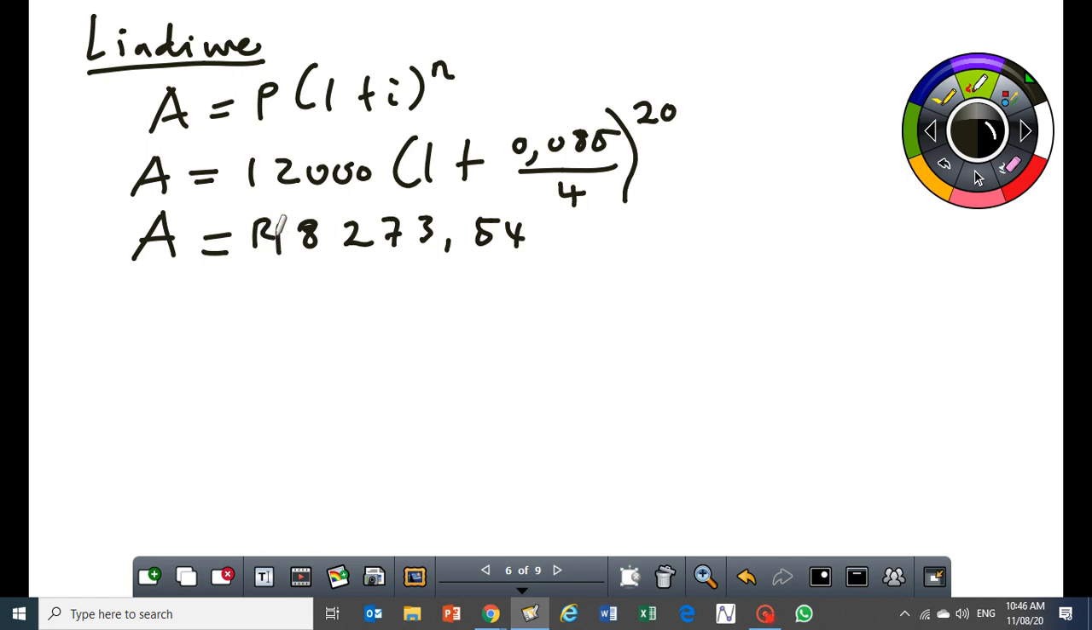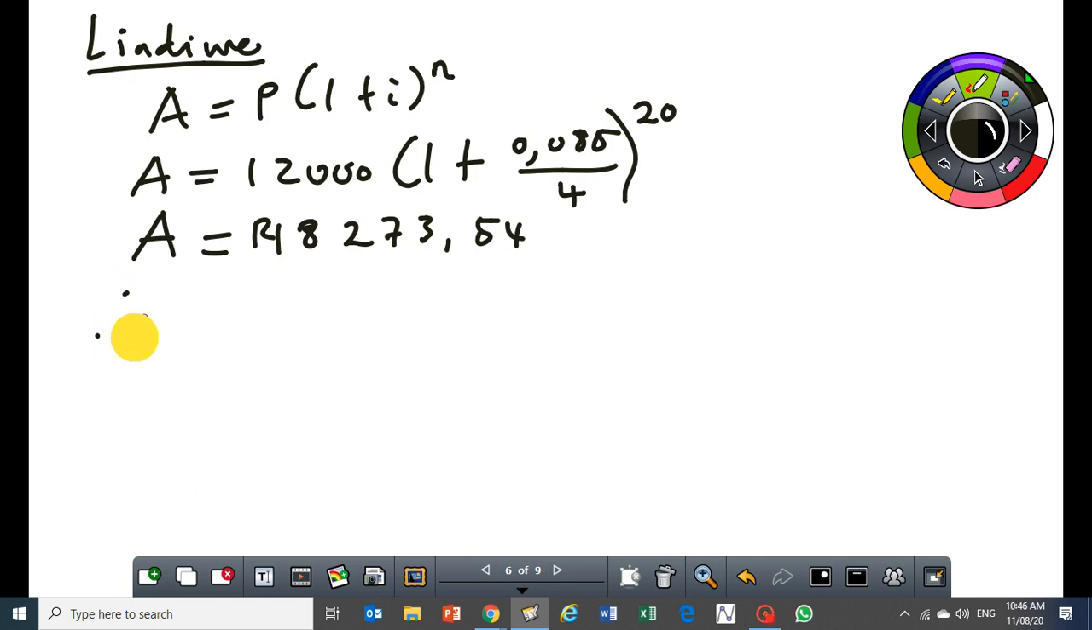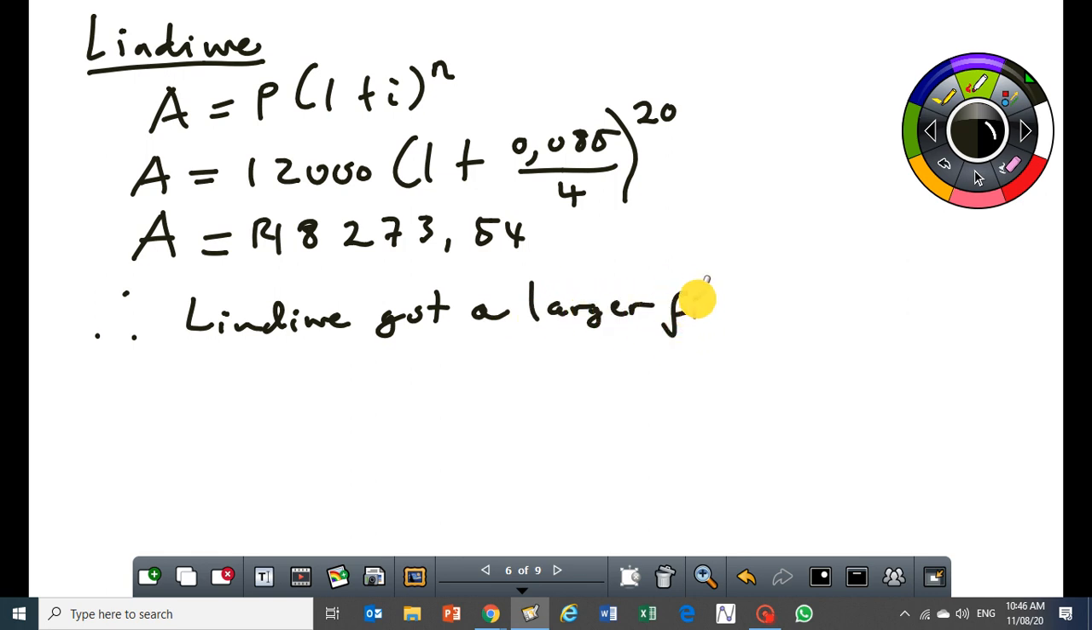Okay, so the question says who will have the larger final amount? I'm sure you can see. Therefore, Lindiwe got the larger final amount. Okay. And then you are done. So mark your work. The next question.